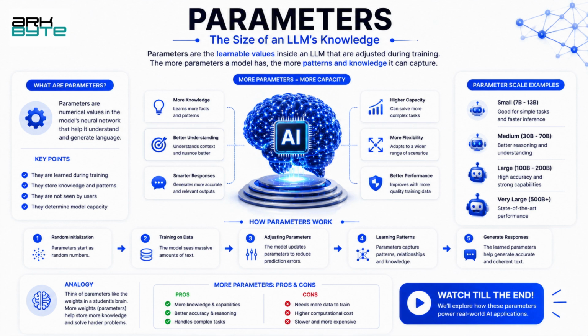For example, a smaller model may answer simple questions, and a larger model may write code, reason deeper, and understand better context. But more parameters also need more computing power, time, and cost. In simple words, parameters are what gives an AI model its intelligence and capability.